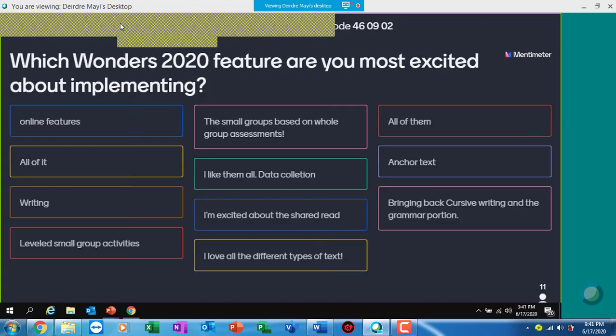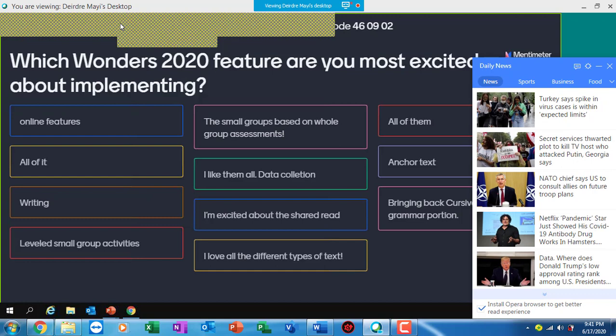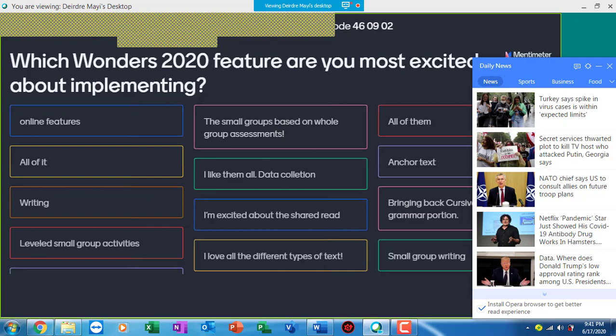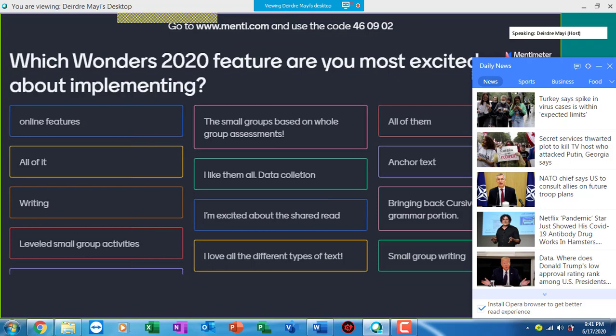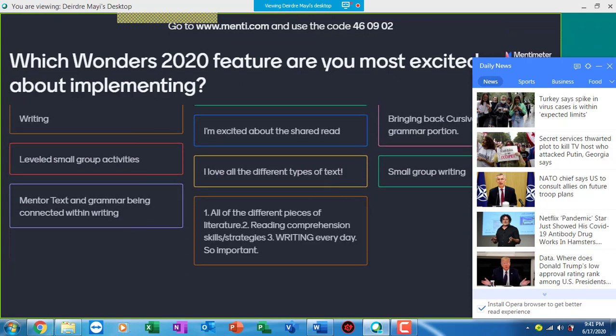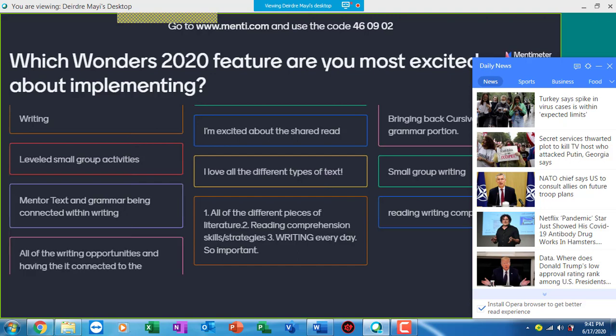Excited about the shared read, the writing. Love all the different types of text. Bringing back cursive writing and grammar. Small group writing. Mentor text and grammar being connected within the writing that we write every day. The reading writing companion is exciting. Oh, this is great. This is great. Keep continuing to list the things that you like.